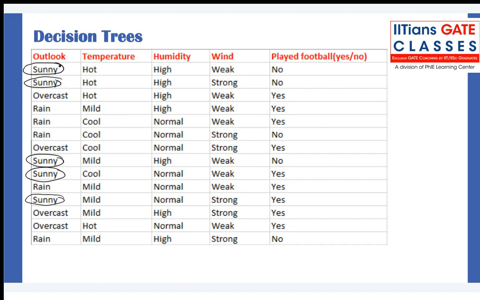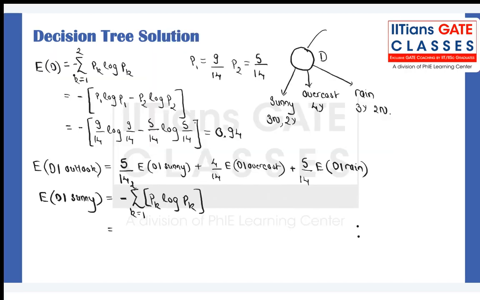And how do I calculate? Let's say P1 denotes the probability of yes. So out of these 5 data points, 2 are yeses, so negative of 2 by 5 log 2 by 5 plus 3 by 5 log of 3 by 5, and then you will get some value. Similarly, the entropy of the data set D, given that it is overcast.